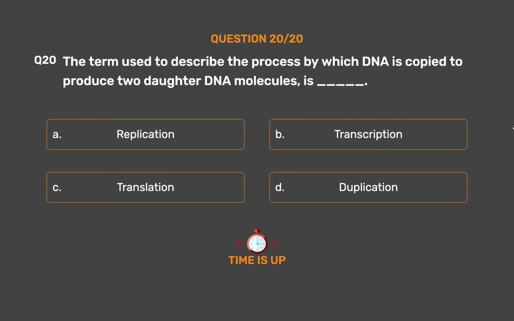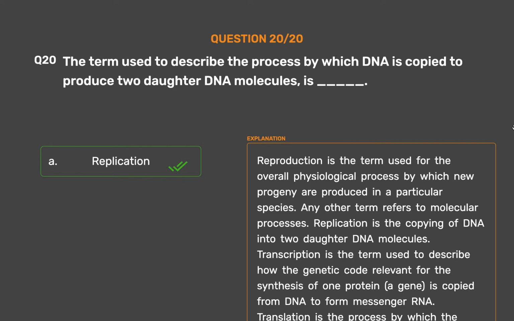The correct answer is option A. Replication. Reproduction is the term used for the overall physiological process by which new progeny are produced in a particular species. Any other term refers to molecular processes. Replication is the copying of DNA into two daughter DNA molecules. Transcription is the term used to describe how the genetic code relevant for the synthesis of one protein, a gene, is copied from DNA to form messenger RNA. Translation is the process by which the genetic code for a specific protein, carried in messenger RNA, is used for the synthesis of that protein.